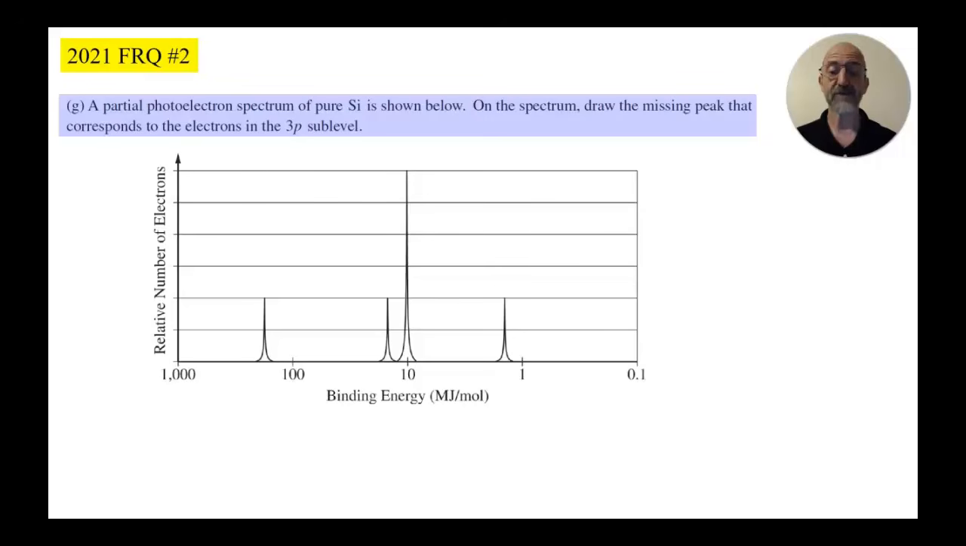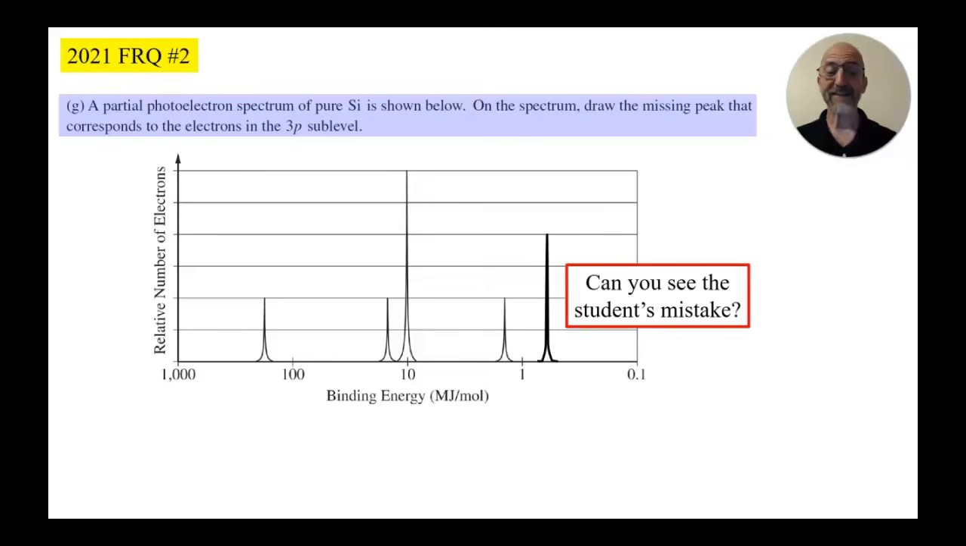Now, when I look from left to right, where highest binding energy is on the left, and as I move from left to right the binding energy decreases, we start with 1s. So 1s on the left, and then 2s and 2p. This is what the student wrote for silicon.